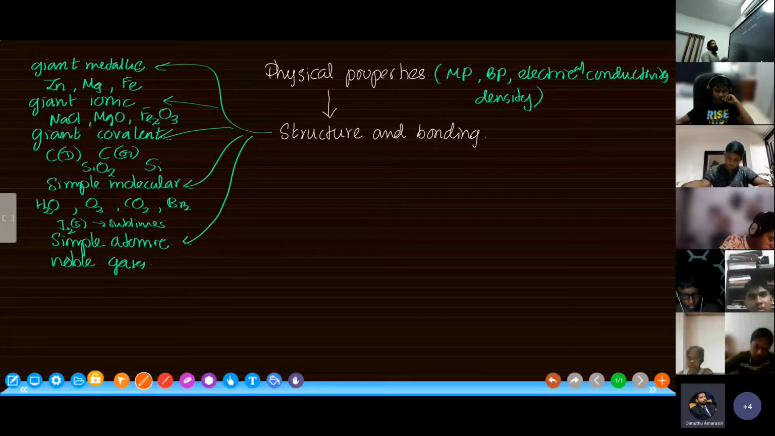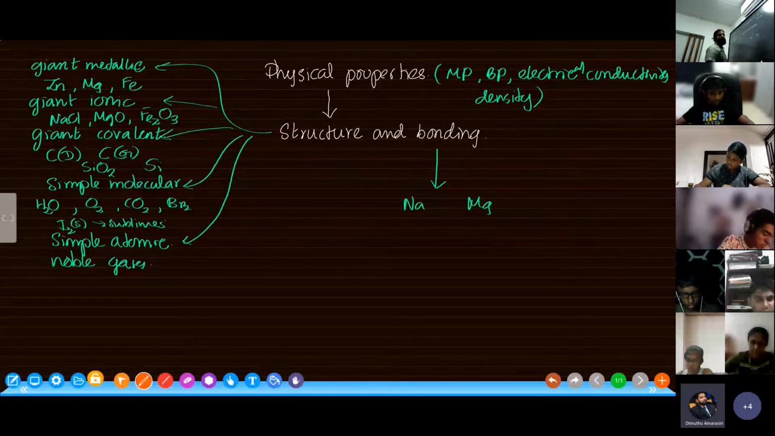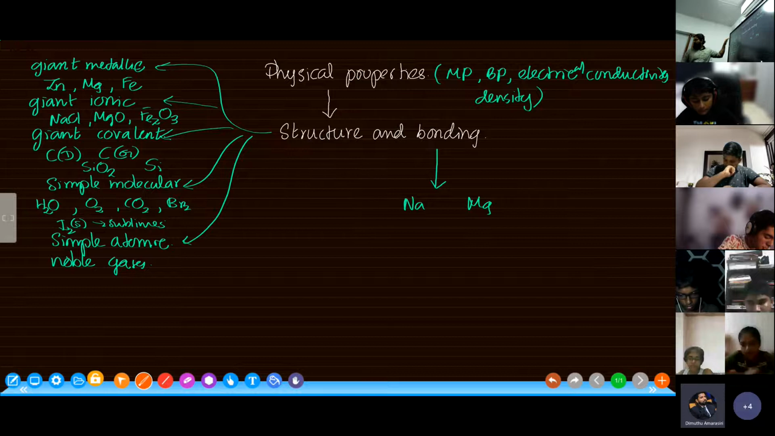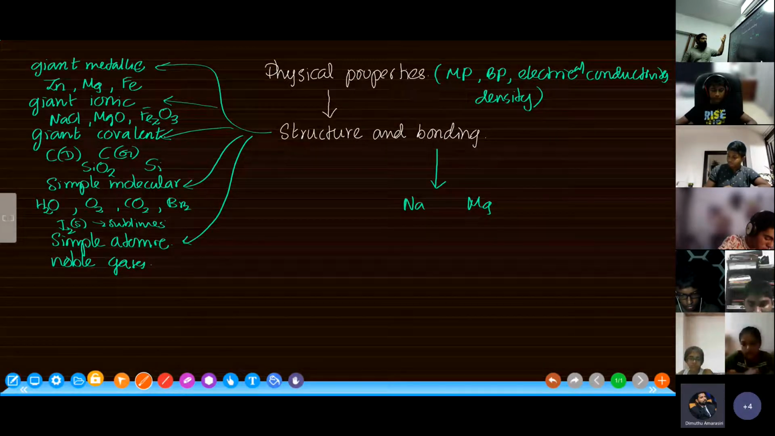Is that clear? Now, suppose you find two things having the same structure, like sodium and magnesium, then refer to the bonding, right? If magnesium has a higher melting point than sodium, both having giant structures, you can't explain the difference by structure, because both have the same giant structure. Then refer to the bonding. You basically say magnesium has stronger bonds than sodium, stronger metallic bonds, right?